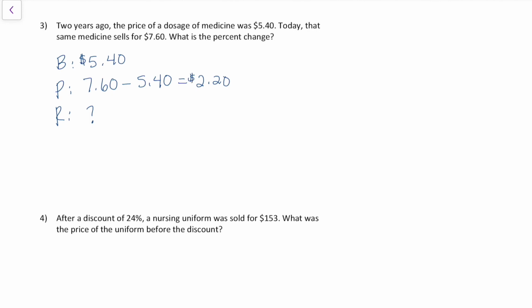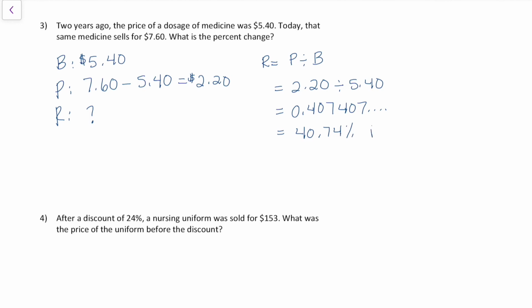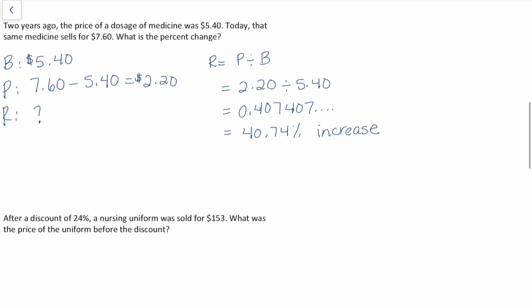$2.20 is how much that percentage increased by. So here, if I want to find my rate, I'm going to do portion divided by base. So I'm doing $2.20 divided by $5.40. And you get 0.407407 repeated, or 40.74% increase. So that means it went up by 40.74%.